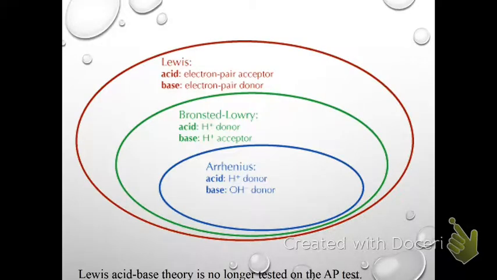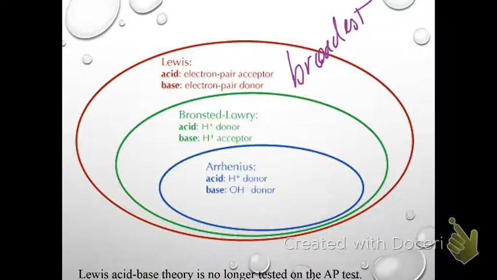Here are the 3 basic definitions in terms of their inclusivity, if that's a word. Lewis is your broadest definition, okay? It is no longer tested. It is the broadest definition, meaning more things would be considered an acid or a base under the Lewis acid-base system. In that case, your acid is the electron pair acceptor, and your base is an electron pair donor.